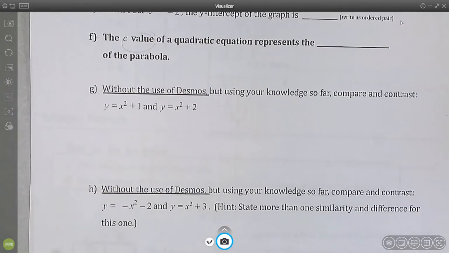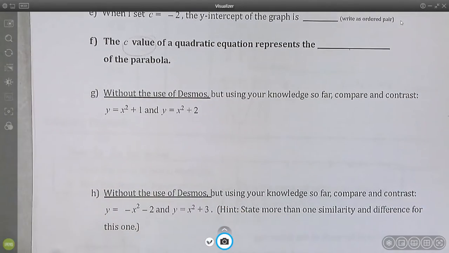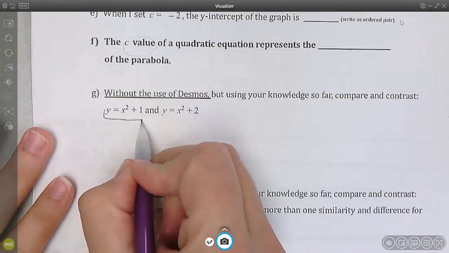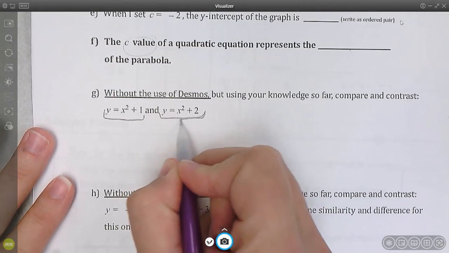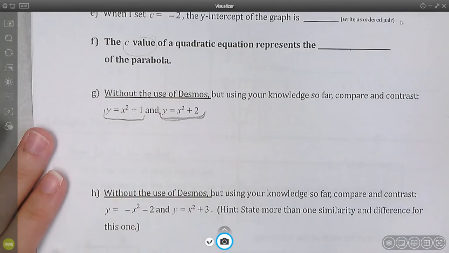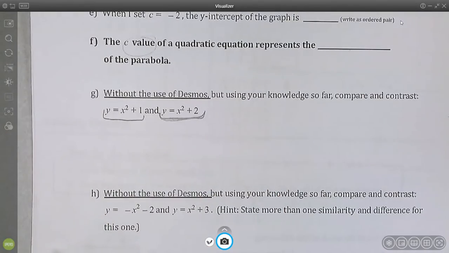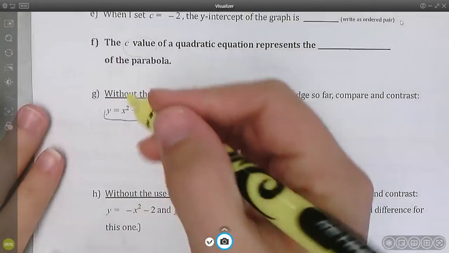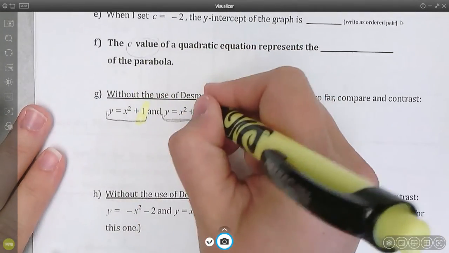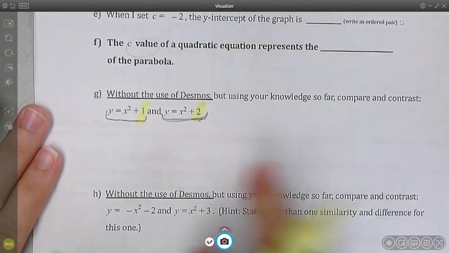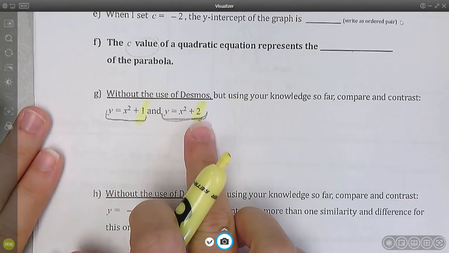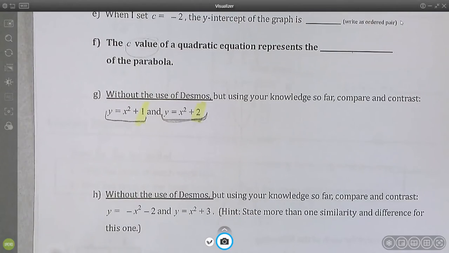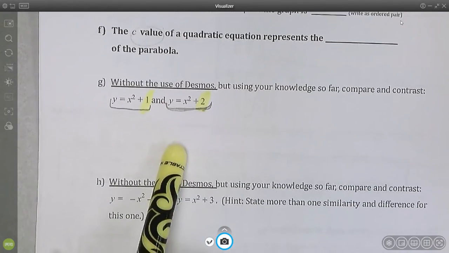So now it says without the use of Desmos, but using the knowledge so far, compare, contrast. All this wants to know is how are these the same and how are they different? You should know that these are your C values. So everything about these graphs is the same except for these values. Do not just put the C value is different. I want to know what the graph does different. So you can put that answer here.